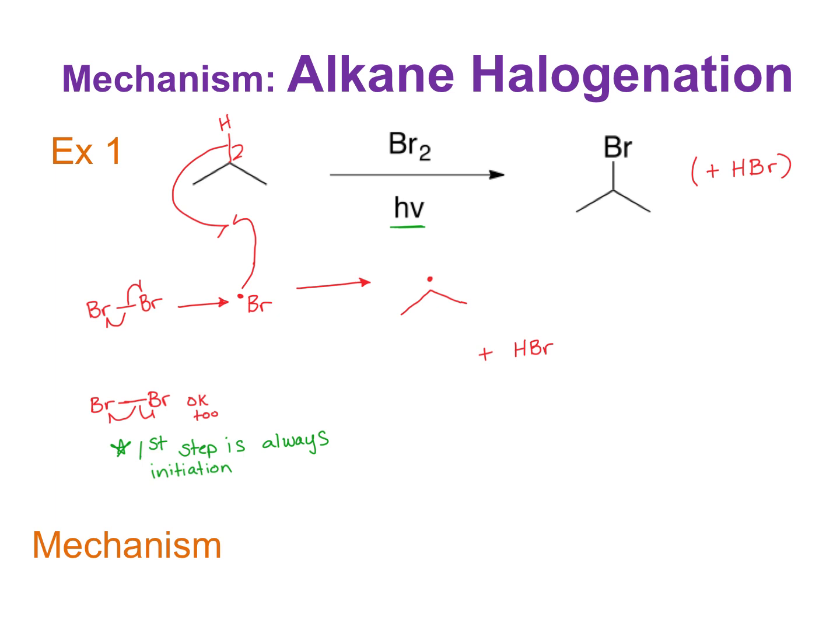So now, why did it make this radical and not take a different hydrogen? Because the other ones would be less stable, right? The other option would be this one here. And what kind of radical is that?